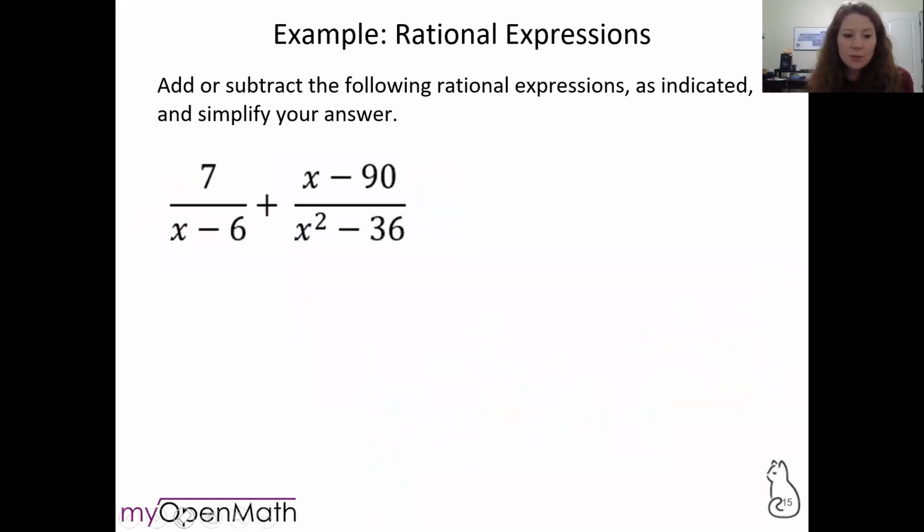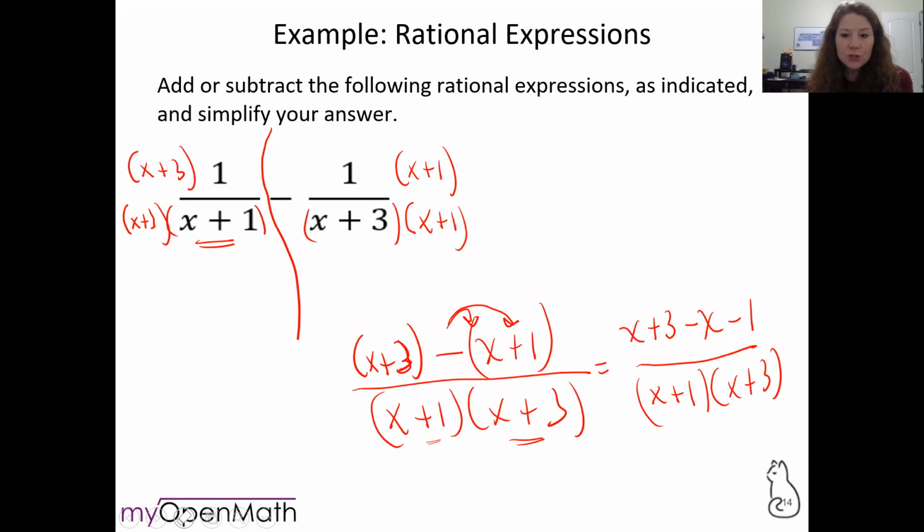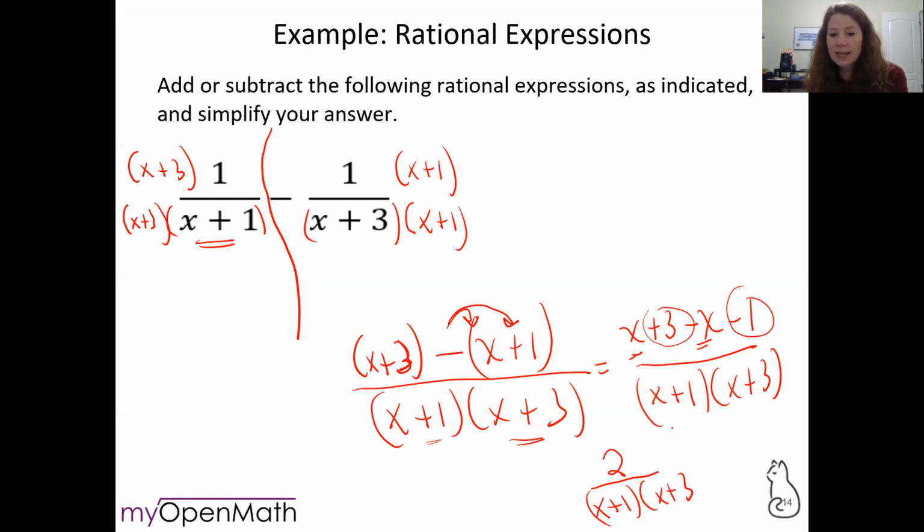So then in the numerator, we're going to distribute and combine like terms. So we have x minus x, which is 0. X minus x is 0. And 3 minus 1 is 2. So our final answer is 2 over x plus 3. And that is our final answer.